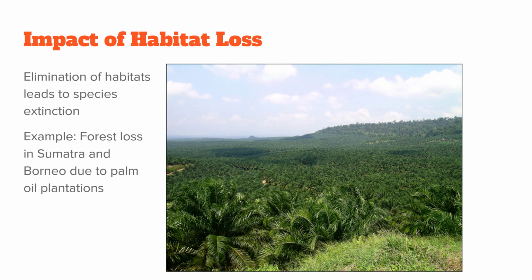Eliminating or fragmenting habitats is the leading cause of species extinction. For example, vast forests in Sumatra and Borneo have been cleared for palm oil plantations, leaving species like orangutans without homes. Habitat loss not only removes shelter and food, but also isolates populations, reducing genetic diversity.